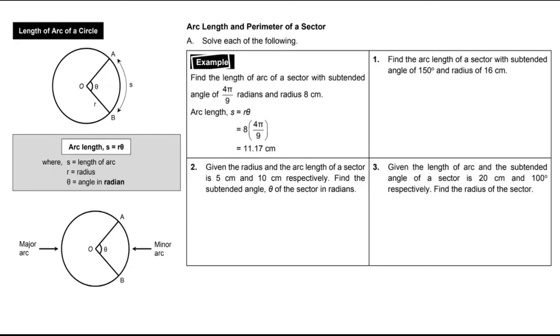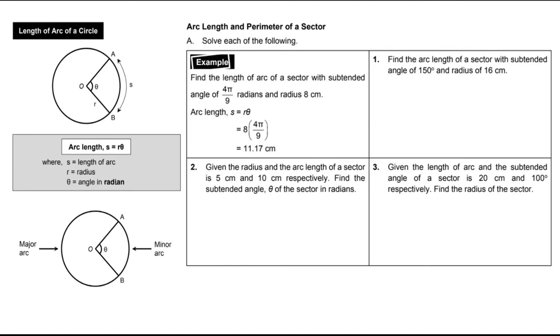Next, length of arc of a circle. So the arc of a circle is this part. The formula to find arc length S is equal to r theta. Arc length S is the length from A to B. Also we can name it as S. R is the radius, and theta is the angle of the arc.